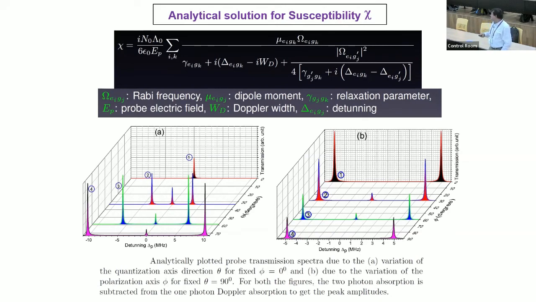When we do that, we get this probe transmission spectra for phi equal to 0, and then the variation of the polarization axis for theta equal to 90. The analytical solution actually showed the same kind of features that we saw in the experiment. So we put some confidence in what we are doing. And in both the figures, the two photon absorption is subtracted from the one photon Doppler absorption to get these peaks.